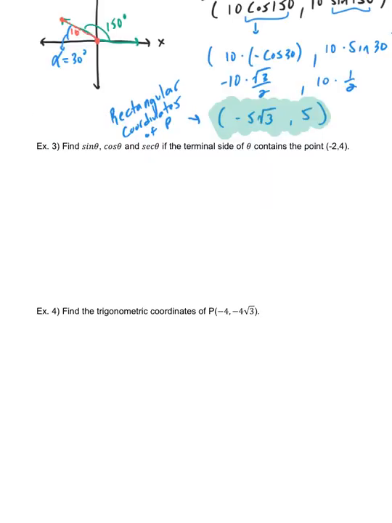Another example I'd like to look at is finding the sine, cosine, or any other trig function if you are given the rectangular coordinate. So again, we're going to go ahead and sketch this out.